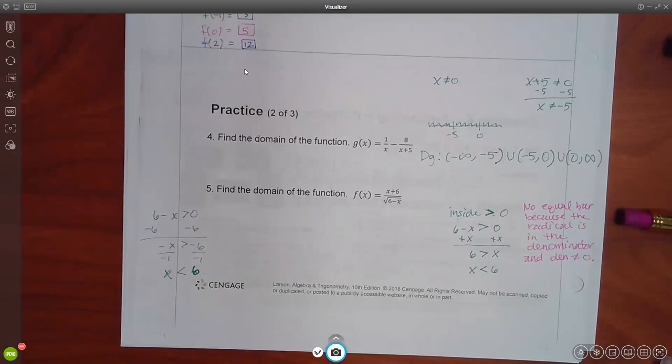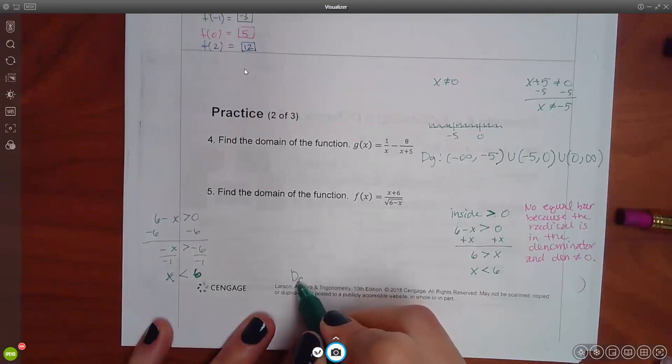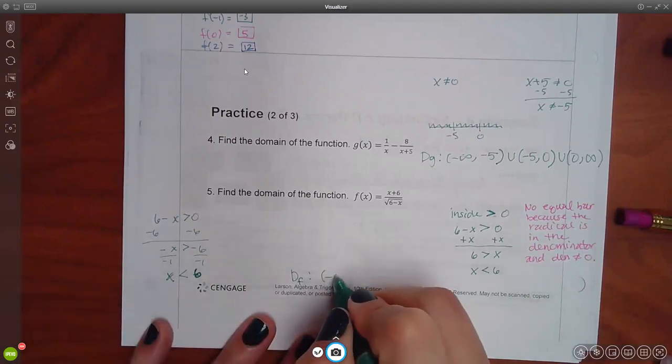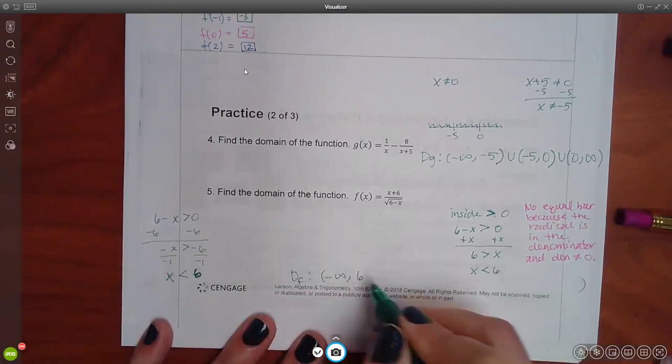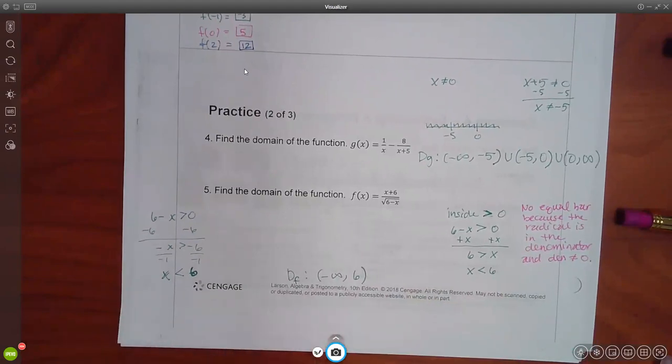So then that's my domain, but how the heck do I put that in an interval? I would say the domain of f is x is less than 6, which means I'm going to the negative infinity direction. And then there's no bar, no equals, so I'm going to put parentheses.